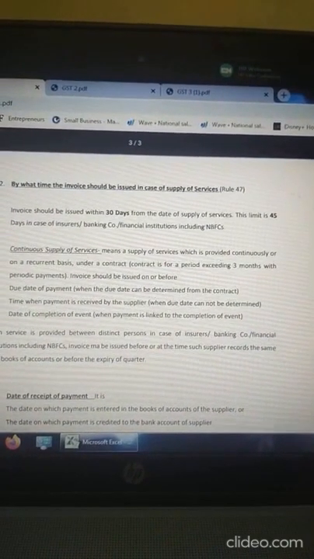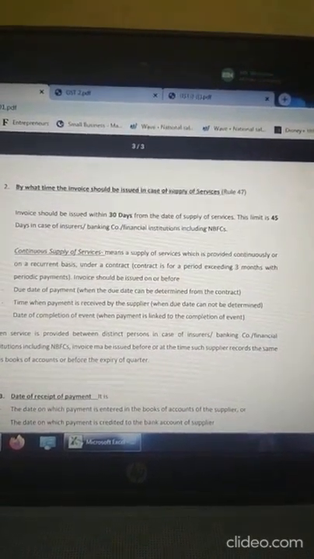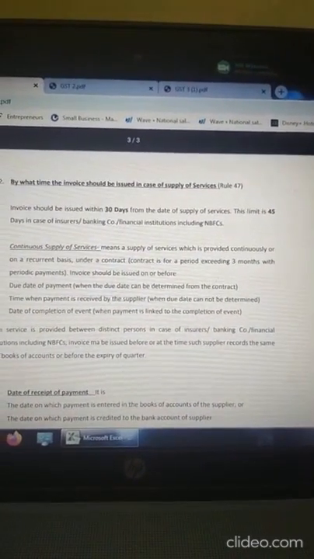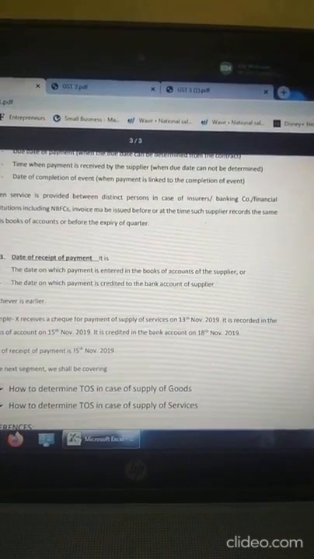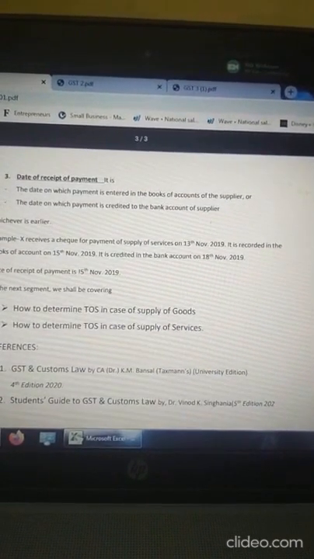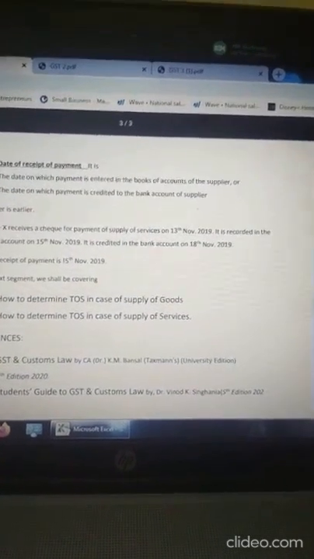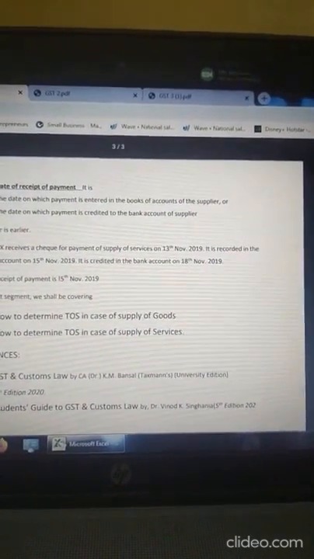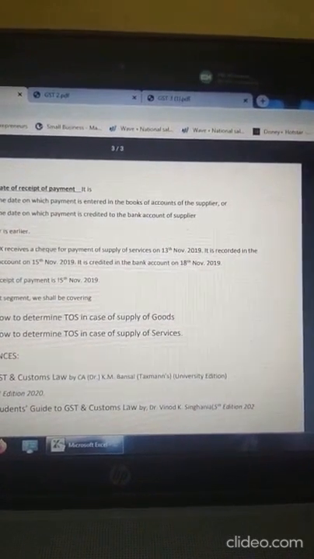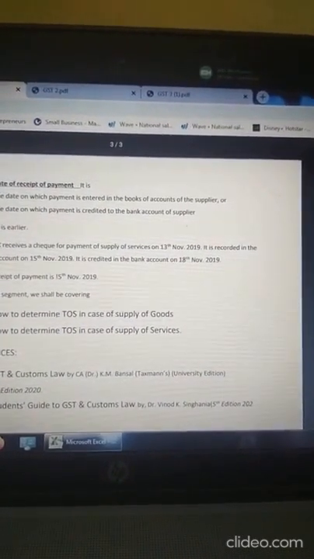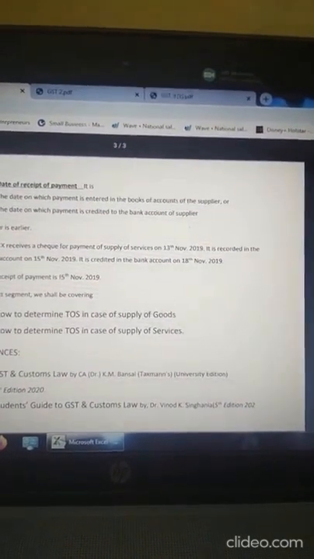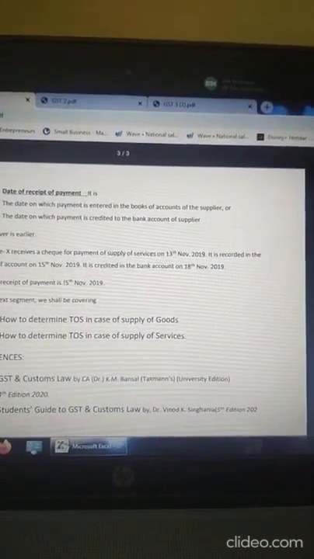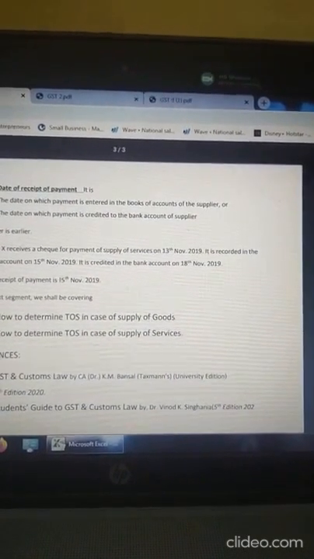Invoice should be issued on or before the due date of payment, the time when the payment is received by the supplier, or the date of completion of event, when services are provided between distinct persons. For the date of receipt of payment, it is the date on which the payment is entered in the books of accounts of the supplier, or the date on which the payment is credited to the bank of the supplier, whichever is earlier. For example, X receives a cheque for the payment of the supply of services on 13th November 2019. It is recorded in the books of accounts on 15th November 2019. It is credited in the bank account on 18th November. So the date of receipt of payment will be 15th November 2019.